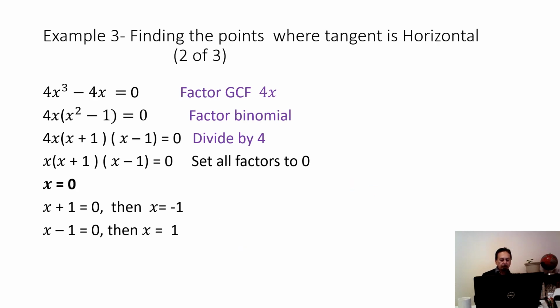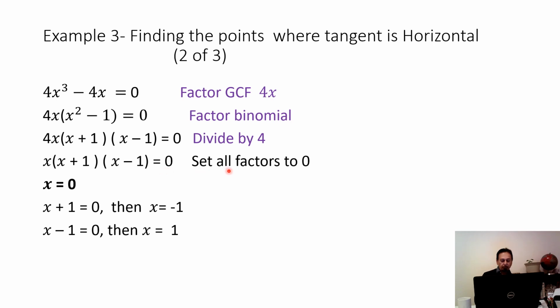So we set the first derivative to 0, and now we can look at this equation 4x cubed minus 4x equals 0. It looks like we can factor 4x. So we factor 4x, and we get x squared minus 1. Now x squared minus 1 can be factored also into x plus 1 and x minus 1. Now divide both sides by 4. The 4 cancels, and 0 over 4 is 0. So we have x times x plus 1 times x minus 1 equal to 0.